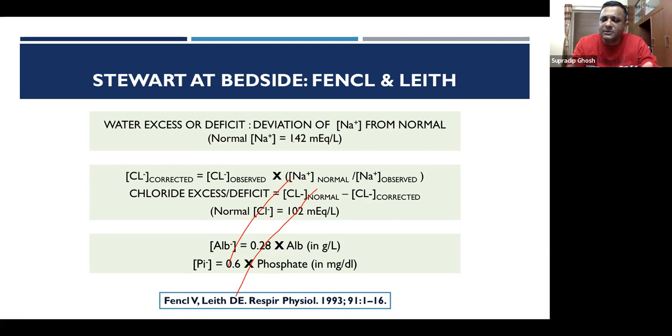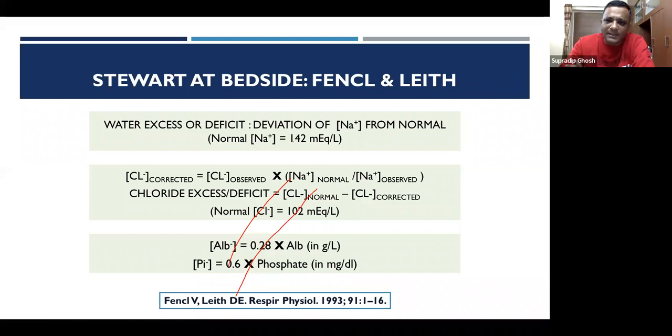If the sodium ion is anything above or below 142 milliequivalent per liter, then we call it water deficit or water excess. If there is a water excess, that means sodium is low, it produces metabolic acidosis. If there is a water deficit, that is sodium is high, then it produces metabolic alkalosis. Now, don't get confused again. Yes, we can take the questions later.